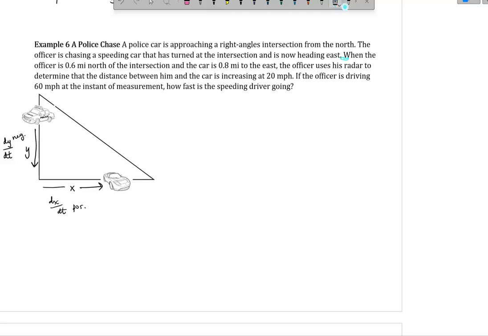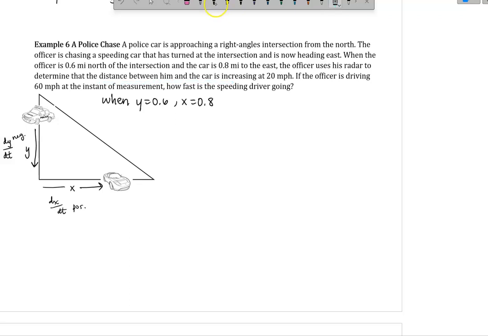Now back to the problem. They say when the officer is 0.6 miles north of the intersection and the car is 0.8 miles to the east. So we are specifically talking about the moment in time when y is equal to 0.6 and x is equal to 0.8. That's the distance for the officer and the speeding car, respectively. They tell us that at that moment, the officer uses his radar to determine that the distance between him and the car is increasing at 20 miles per hour. Now, that's a new variable. That's the variable for the distance between him and the car.